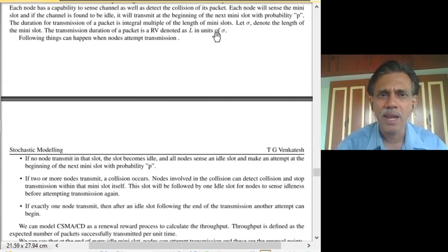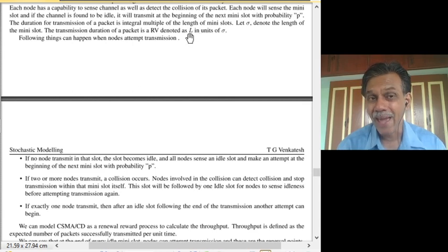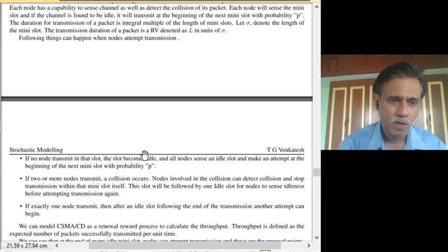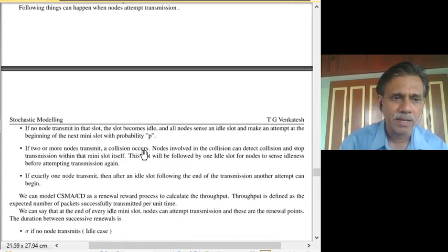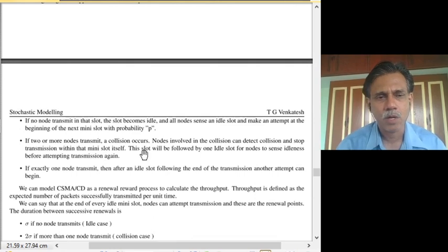Further, we will assume that the length of the mini slots is sigma. Then the duration of the packet that is transmitted can be a random variable, denoted as L in units of sigma. So some L mini slots it takes for one packet to get transmitted, and that L is again a random variable. So this is the model for carrier sense multiple access with collision detection.